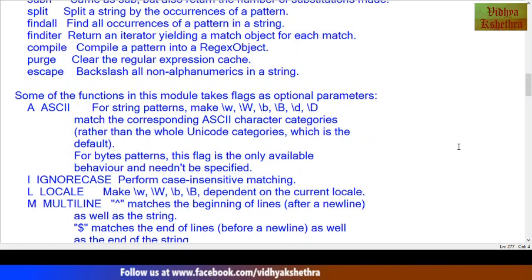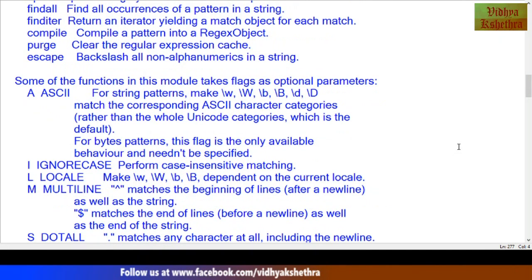So the flags are A, which is for ASCII. For string patterns, make backslash small w, small b, capital B, small d match the corresponding ASCII character categories rather than the whole Unicode categories, which is the default. For byte patterns, this flag is the only available behavior and needn't be specified. I is ignore case, that is, it is used to perform case-insensitive matching. Then L, locale, this is dependent on the current locale.